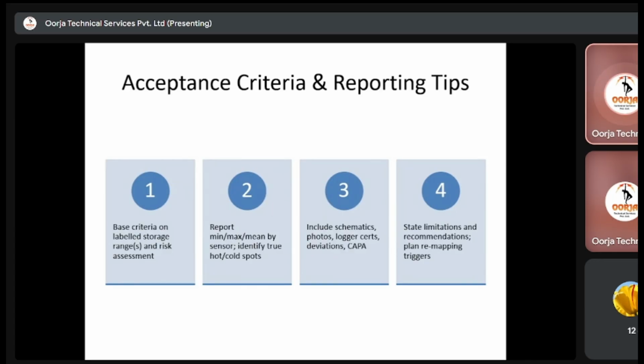If any deviation is there with respect to the acceptance limit, it will always be there in the report, and it will help you to take appropriate action. And finally, provide clear whatever are there. If any excursion is there, there may be a recommendation part in the mapping reports as well.